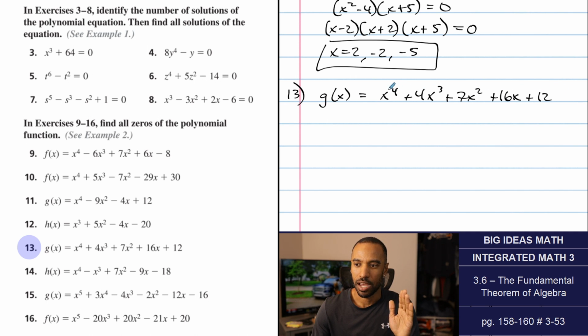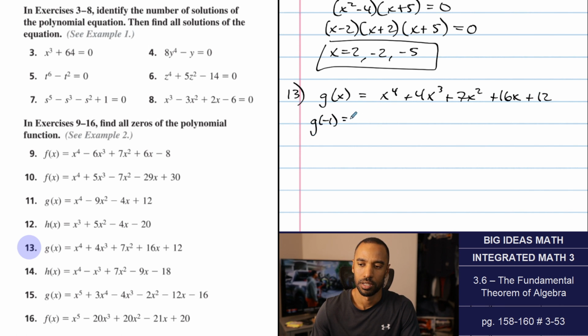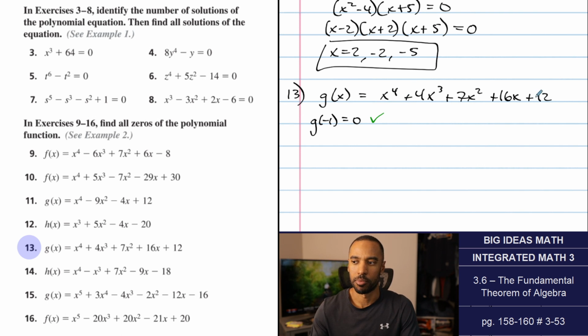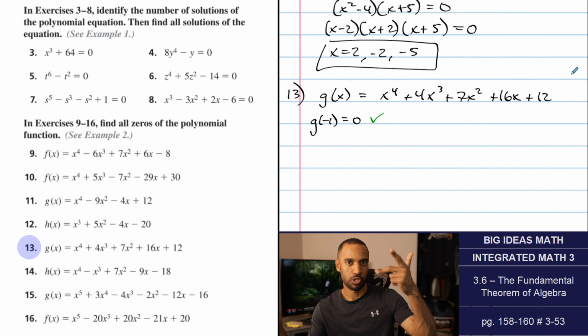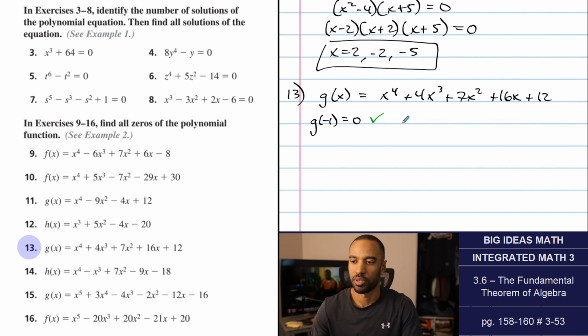We get 1 minus 4 is negative 3, plus 7 is 4, minus 16 is negative 12, plus 12 is 0. So negative 1 works. Negative 1 works is the first one to test. Remember, the only numbers I was going to test were negative 1, negative 2, negative 3, negative 4, negative 6, and negative 12. Those are the only possibilities. Okay, so g of negative 1 equals 0.